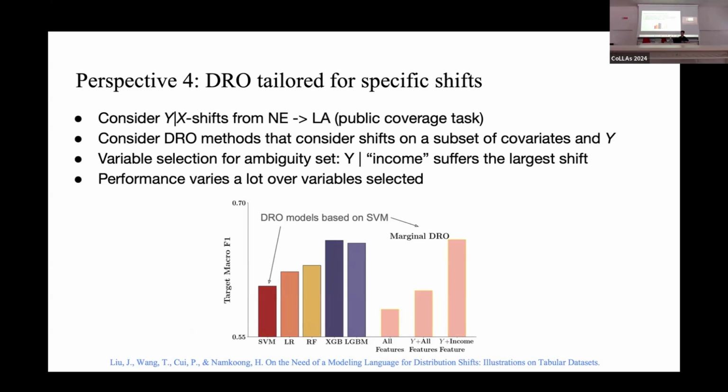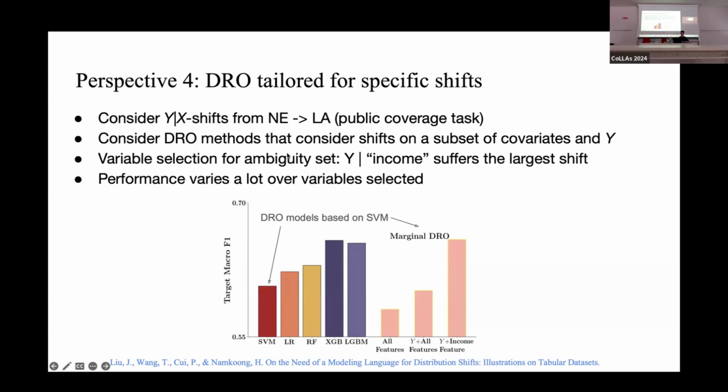And therefore, for the building of DRO methods, we can only perturb the relationship between the outcome and this income feature. And actually, we find that compared with DRO that builds on all of the features, if we only care about the outcome and the income feature, as in the last bar, there's a huge improvement over the previous ones. And the performance is comparable with some previous methods.